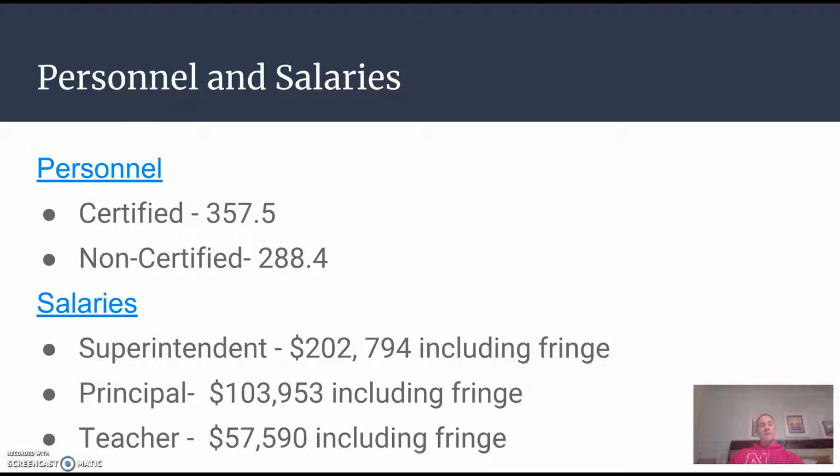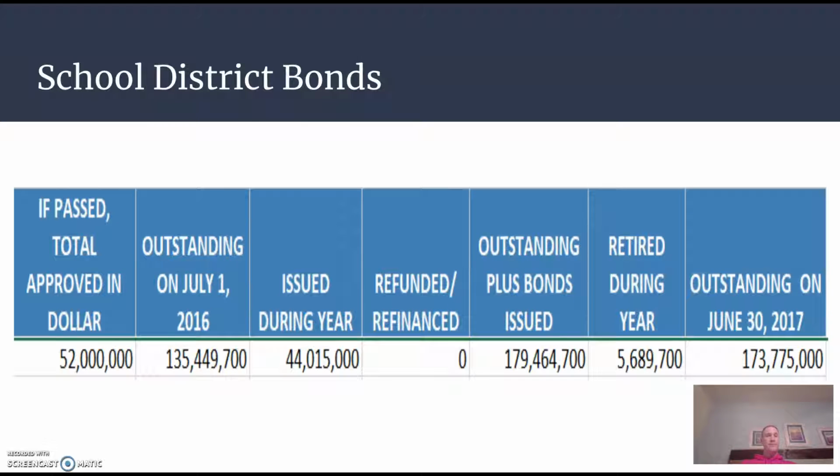The salaries average out at the superintendent with $202,794. That's including the fringe benefits that they receive, and the principal average of about $103,000. Teacher just under $157,000, all of those including the fringe benefits. I found that spreadsheet particularly interesting, just comparing district to district and what kind of fringe benefit numbers played into that total for the average salary.